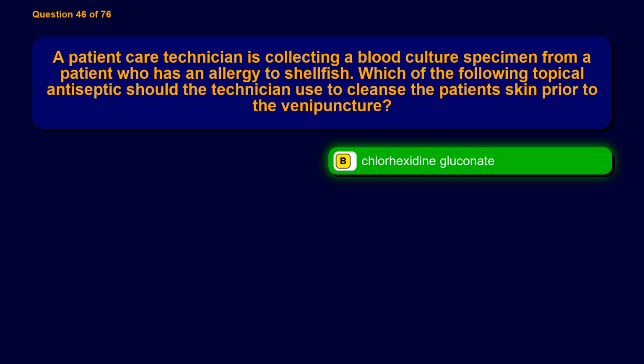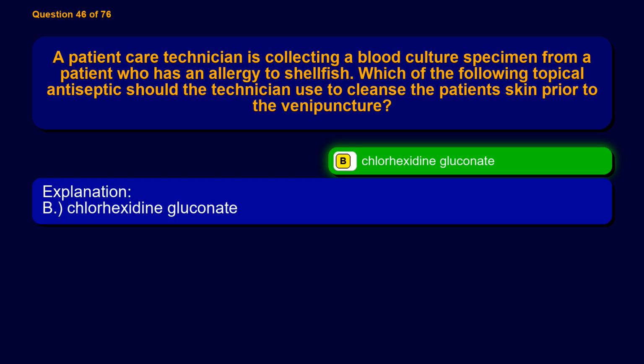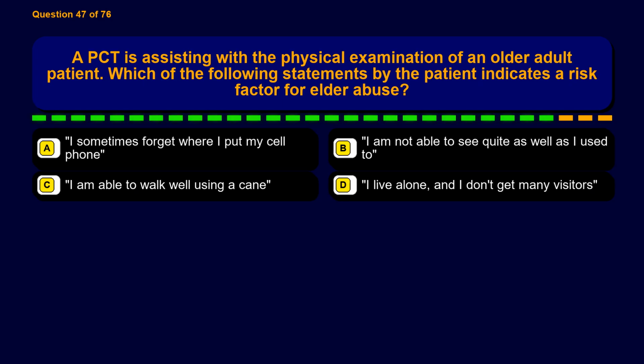The correct answer is option B, chlorhexidine gluconate. B, chlorhexidine gluconate. Question 47. A PCT is assisting with the physical examination of an older adult patient. Which of the following statements by the patient indicates a risk factor for elder abuse?